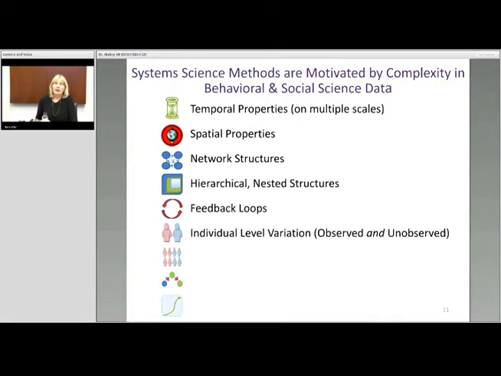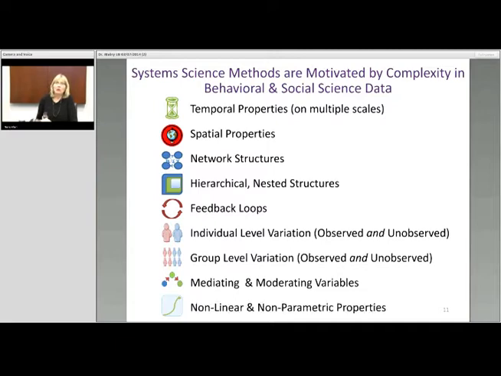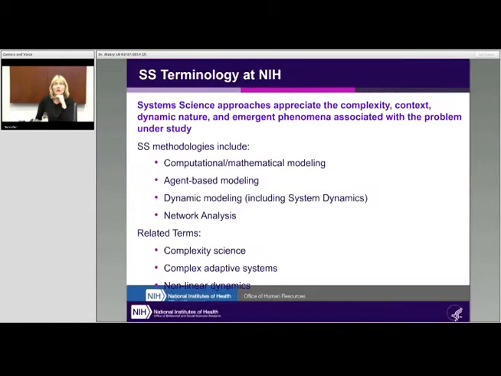This is another slide that says much of the same thing, but talks about capturing temporal properties, spatial properties, network structures, hierarchical and nested structures, feedback loops, individual and group variation, mediating and moderating variables, and nonlinear and non-parametric properties of the system. Just a different way to say many of the same things.